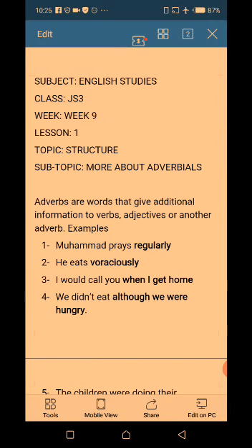So today we are going to discuss more about adverbials. So the topic is structure and the subtopic is more about adverbials. Now, it is no longer news to you that the English language has 8 parts of speech, out of which adverb is one. Now, what does an adverb do?